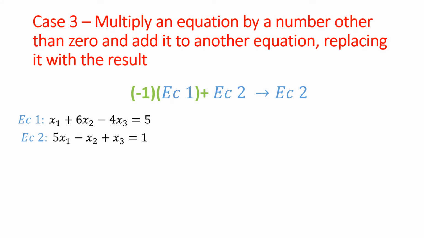And finally, multiply an equation by a non-zero number and add it to another equation, replacing it with the result. This case may sound a little bit more complex, but in reality it is not. Here we can see an expression in which we multiply the first equation by minus 1 and then add the second equation to get a new equation.